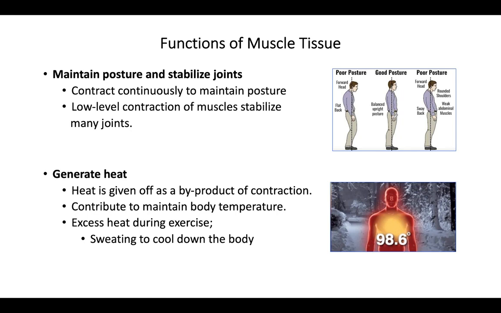Another function of muscle tissue is the production of body heat. When skeletal muscles contract, heat is generated as a byproduct. This released heat is critical to maintain body temperature. So when you engage in exercise, heat is generated, and then you sweat to cool down the body. What about in cold weather? What does muscle tissue do to maintain body temperature constant?